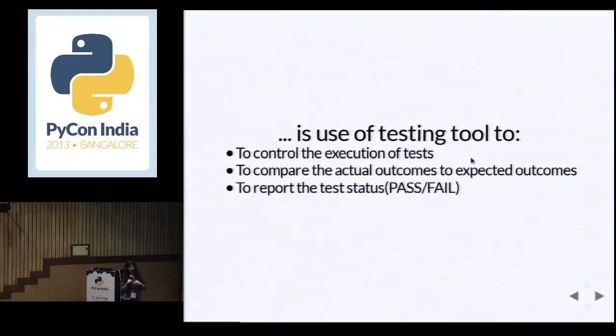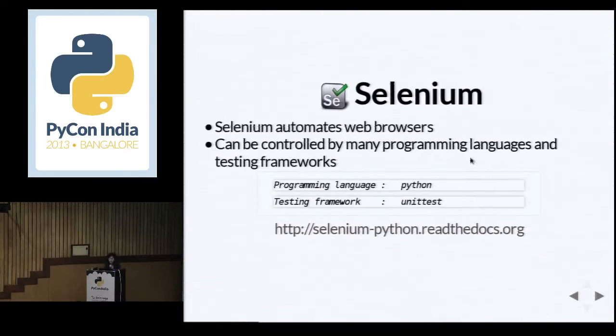We have a lot of tools in the market to do test automation, but the tool that we are going to talk about is Selenium. Selenium automates web browsers. It is an open source tool and does not involve any cost. Selenium can be controlled by many programming languages such as C#, Java, Perl, Ruby, and of course our favorite Python. It supports many browsers such as Firefox, IE, Chrome.